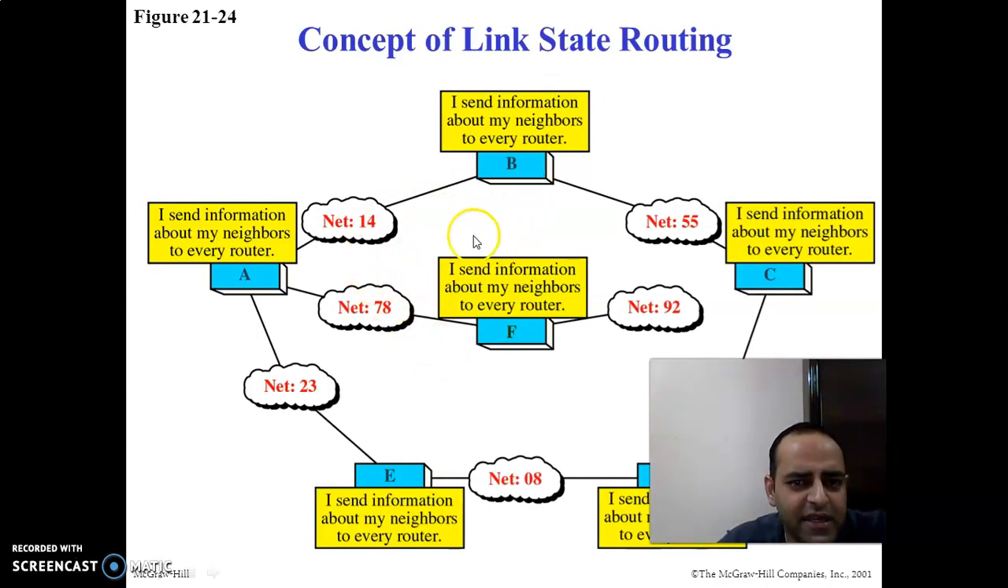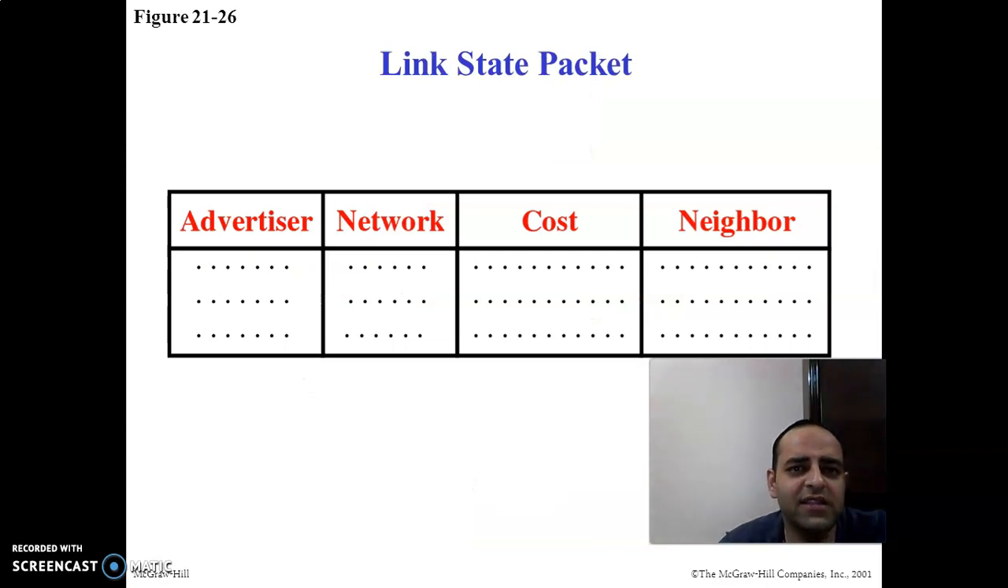You can see here, link state routing. I send information about my neighbors to all routers. So it has information about the neighbors, but it will send to all, which is the exact reverse of distance vector routing. This is the link state packet of it. The advertiser is basically who is advertising that computer on the network. The network address, the host, the cost of it. The cost is basically of traveling that packet, and the neighbor computers of it.